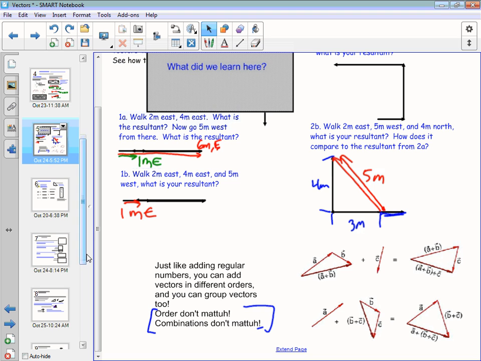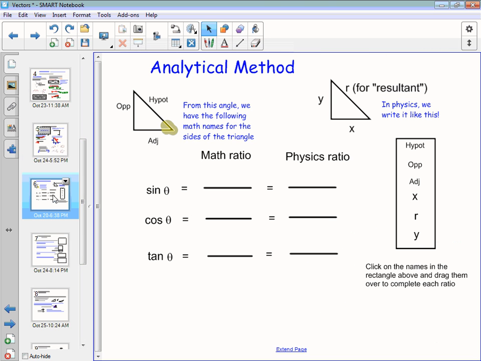Hopefully. All right, so now we're going to do a little bit more numerically oriented. So hopefully the graphical method is a good explanation for us, and now we're moving on to some of the trig type stuff.